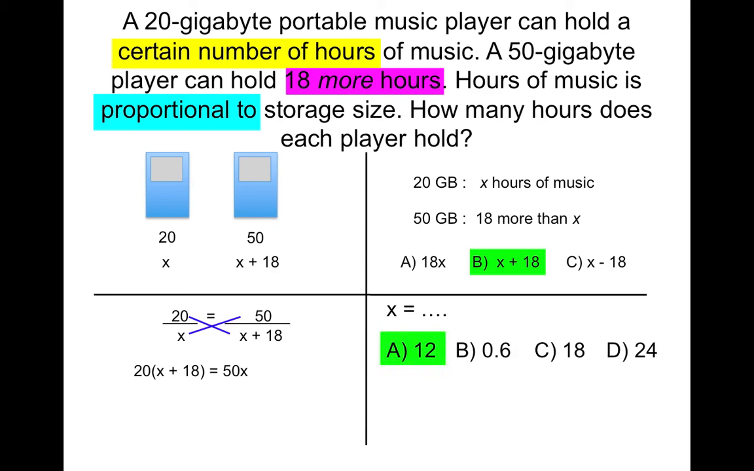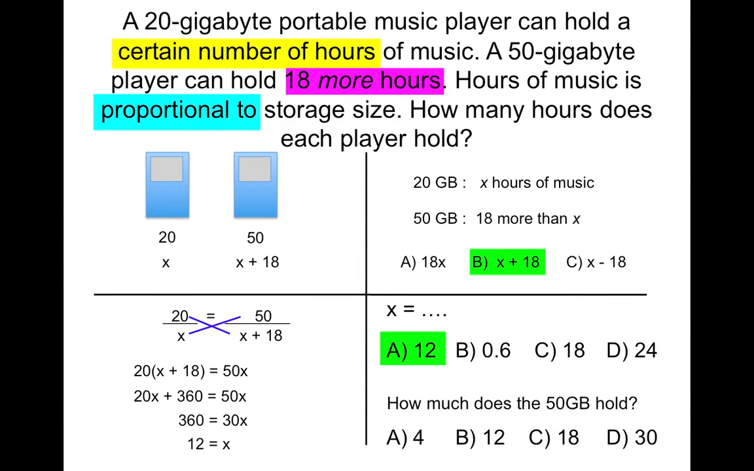The solution is 12. Since we're multiplying the 20 times the whole quantity, x plus 18, we need to distribute that 20. Then get the x's together by subtracting 20x from both sides, and then divide both sides by 30. So the 20 gigabyte player holds 12 hours of music. How much does the 50 gigabyte player hold? The larger player holds x plus 18 hours, so 12 plus 18, which is 30.